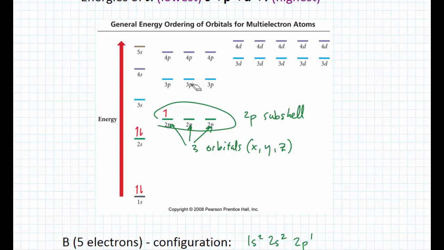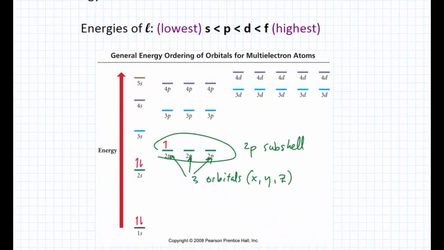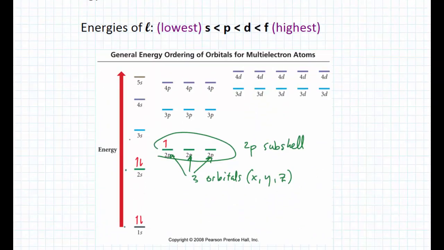There's overlap involved there. It's because as n increases, energies get closer. Look, here's 1 to 2, then 2 to 3, 3 to 4, 4 to 5. See how they're getting closer together? But also, as n increases, we have more L's, because we can go from 0 to n minus 1. So the combination of those n's getting closer together, but also being divided into more subshells, means they start to overlap. 4s is going to be lower in energy than 3d.